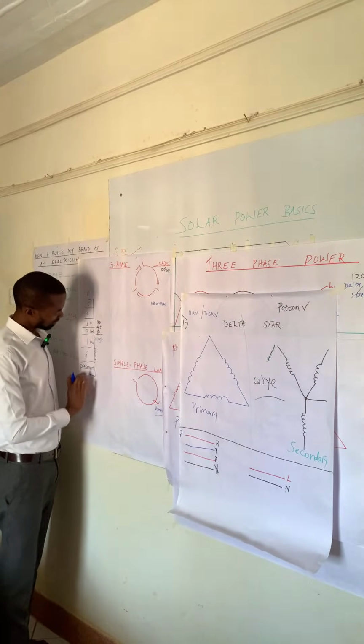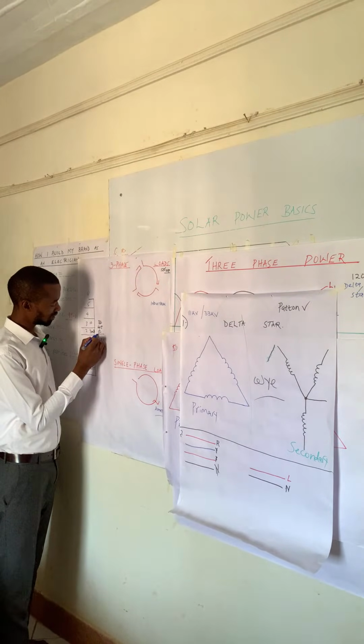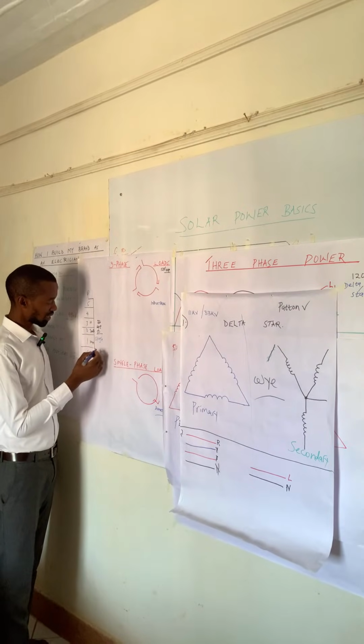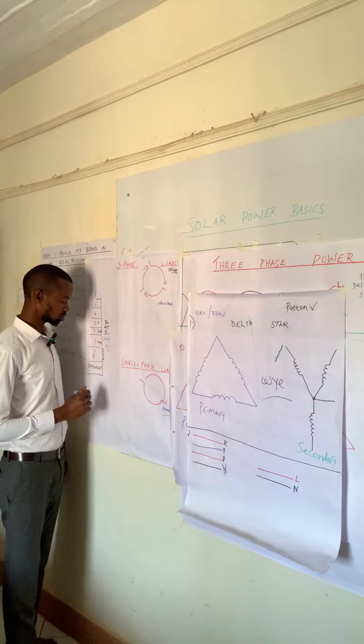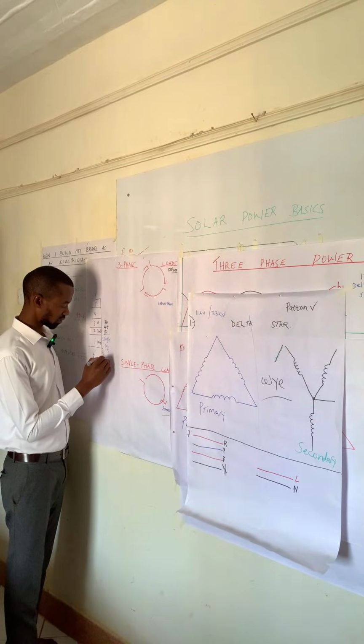So if we have these units and we have 50 units, 50 houses, then we will divide that by 3. All right. So 50 divided by 3, what is that?